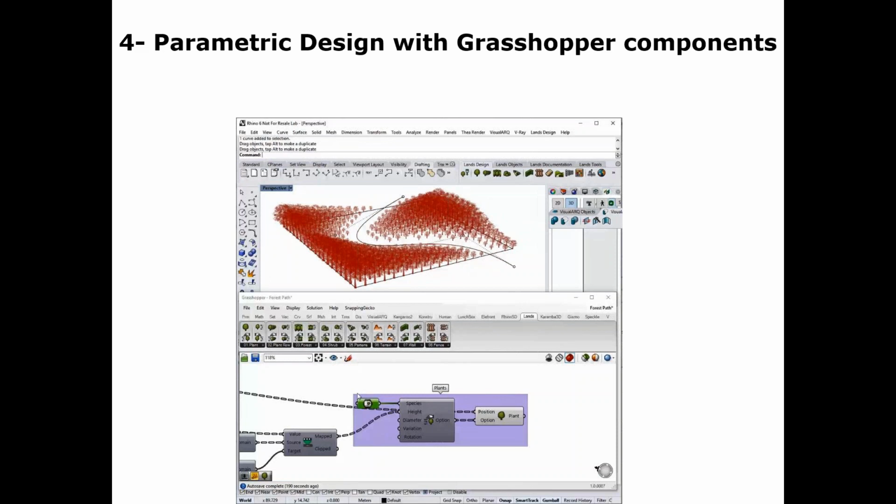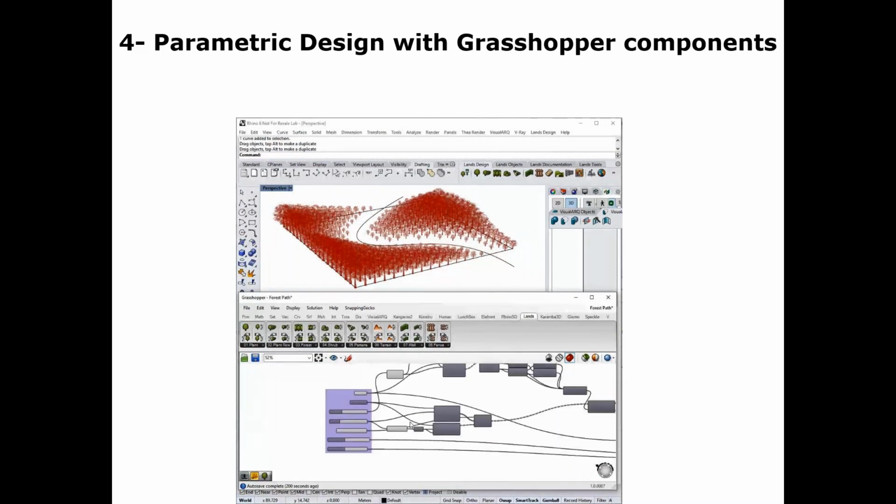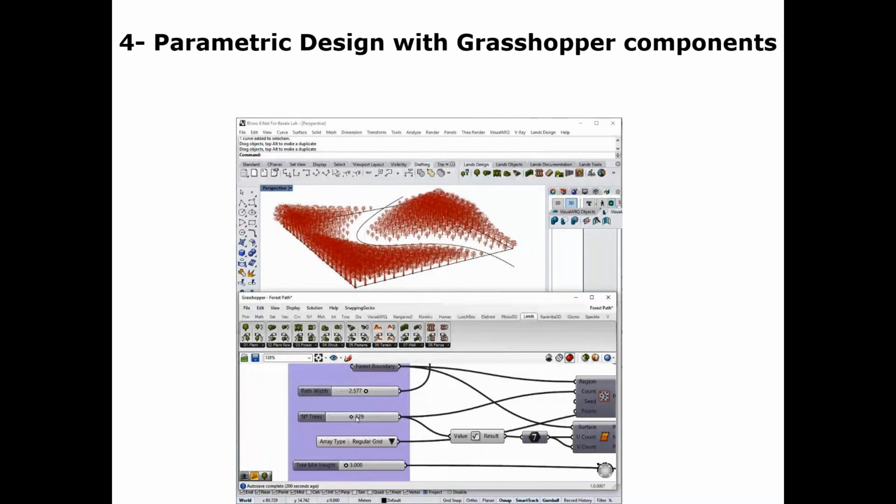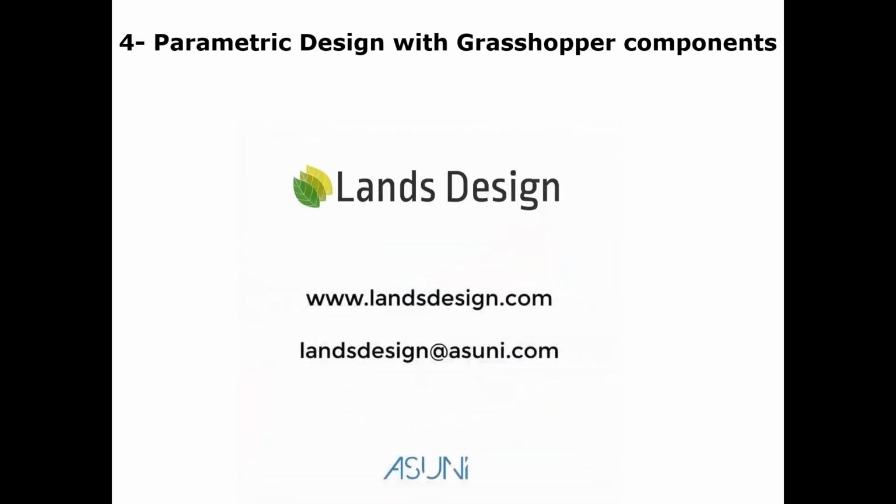The height of the plants depends on their distance to the axis of the path, and by moving the path, everything changes automatically. It's just an example. Of course, there are hundreds of things that you can apply with Grasshopper.